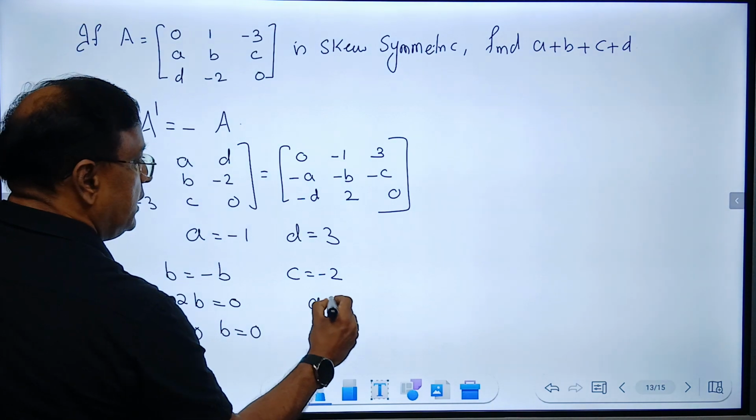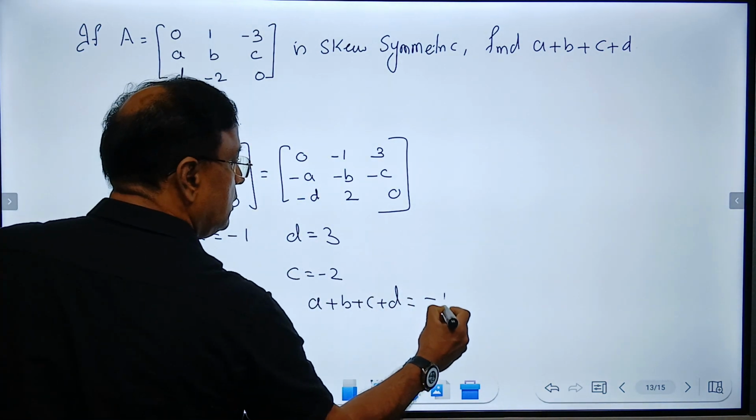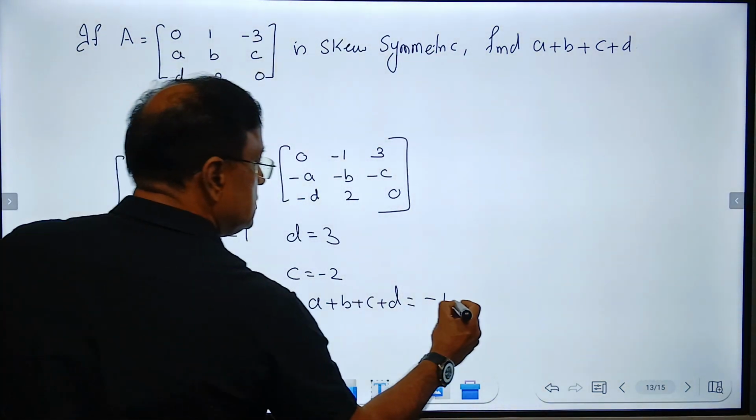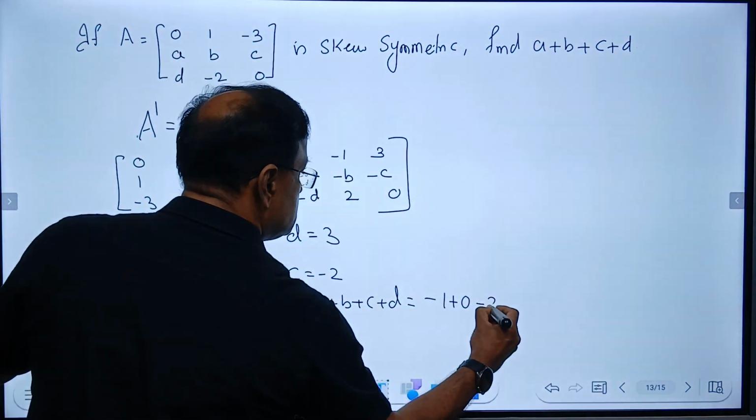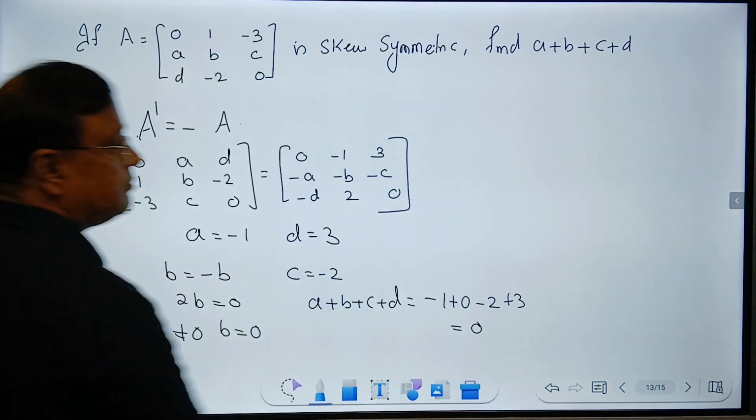So now we want to find a plus b plus c plus d. What is a? a is minus 1. What is b? b is 0. c is minus 2 and d is 3. So the answer is 0.